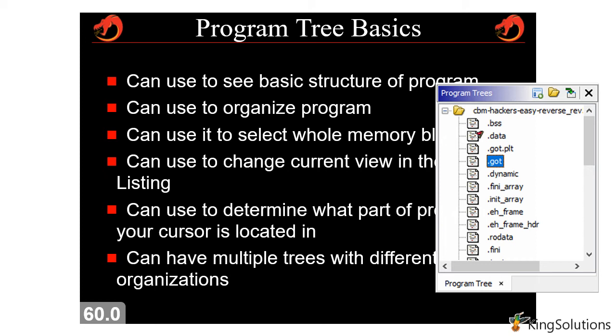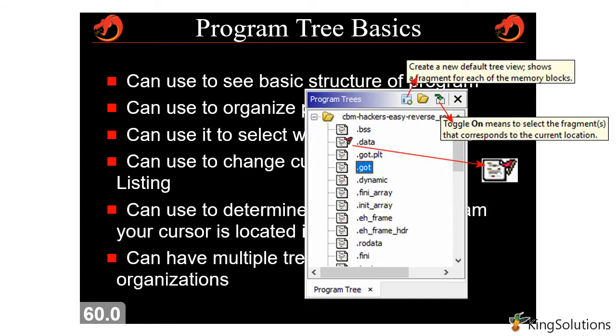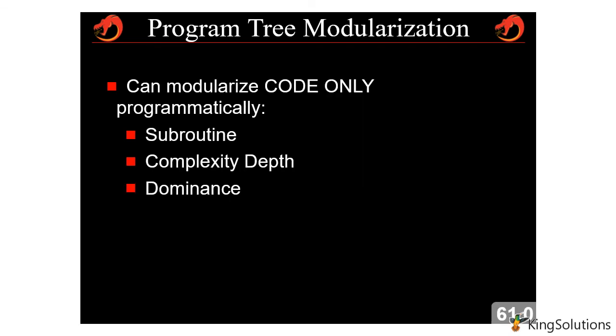You can create a new tree by clicking on the new tree icon, in the top right of the program tree. Program tree view. A red flag indicates the view currently contained in the code browser listing. Double-clicking on a fragment or folder changes the view to that fragment or folder. Track the listing. Click on the icon with a green arrow in the top right of the program tree and the segment containing the current location in your listing will be selected.